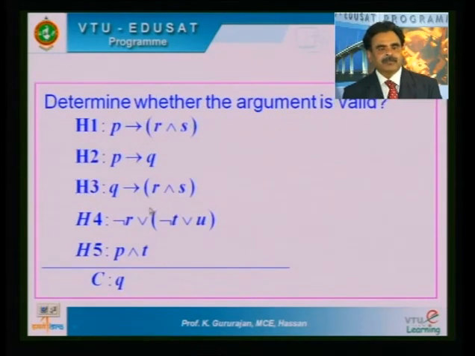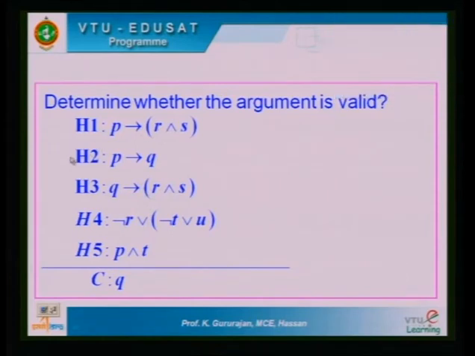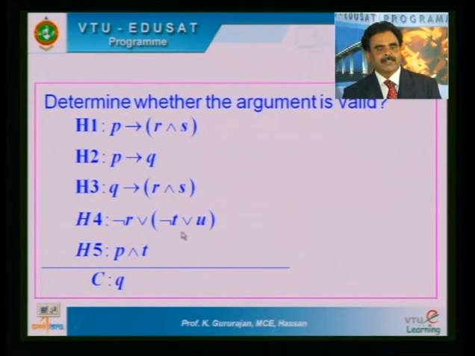Now coming to the next problem, you can find it here. We would like to find out whether the argument is valid. First premise: P implying R and S. Second premise: P implies Q. The third premise: Q implying R and S. The fourth premise is negation R, negation T, R, U. The fifth one says P and T is true. The conclusion is Q. Whether all these five premises will imply the conclusion Q or not.